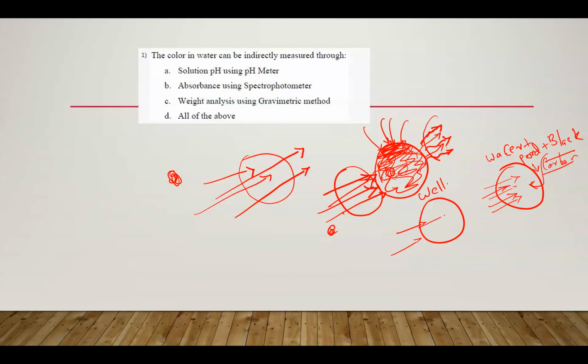Here it will just pass through. So according to the absorbance data, we can get to know whether the sample is fresh, I mean, whether it is less polluted or highly polluted. That we can do with the spectrophotometer.